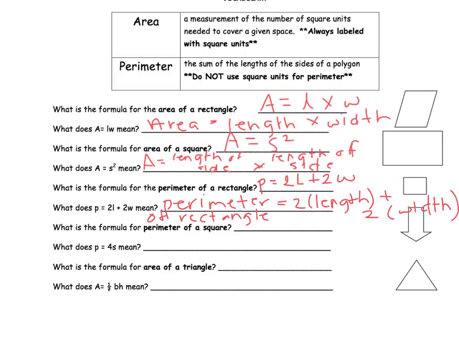What is the formula for perimeter of a square? P equals 4S. What does P equals 4S mean? Perimeter of a square equals 4 times the length of the side.